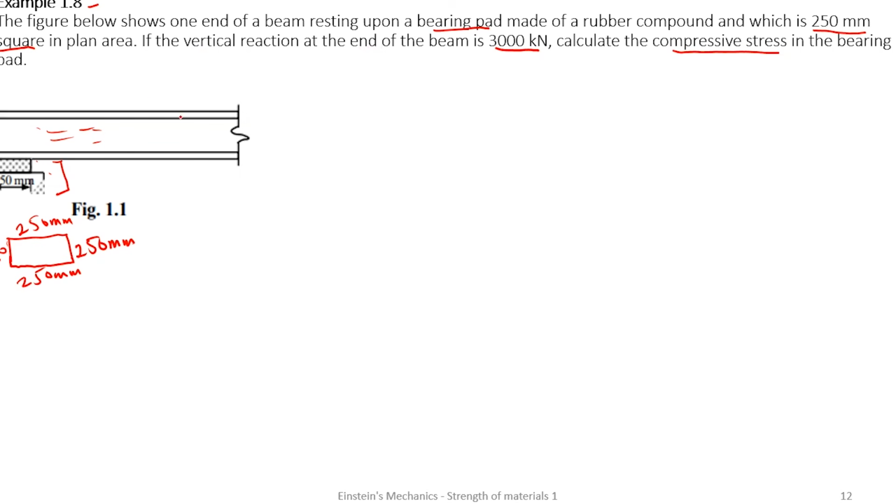So this beam is exerting a downward force on the pad. And remember, there will be a reaction also opposing this force in the upwards direction, causing a compression in the pad. So we have to calculate for the compressive stress induced here. So what do we do? Let's start listing our parameters.